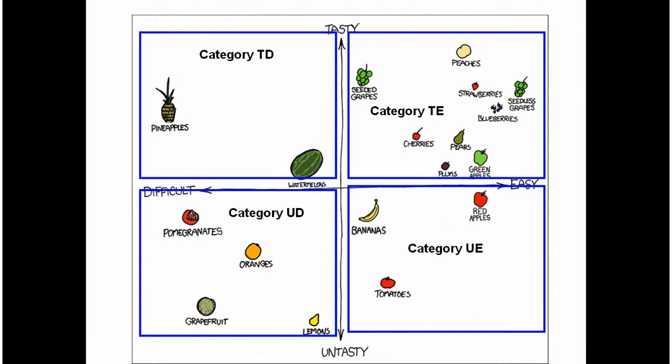One factor is easiness in this case, and this is one level of easiness, easy, and this is other level of easiness, difficult. Other factor is the taste. This is one level, tasty, and this is other level, untasty.